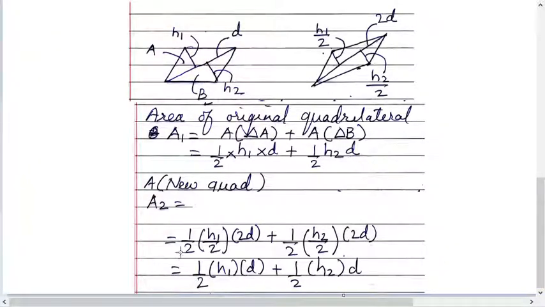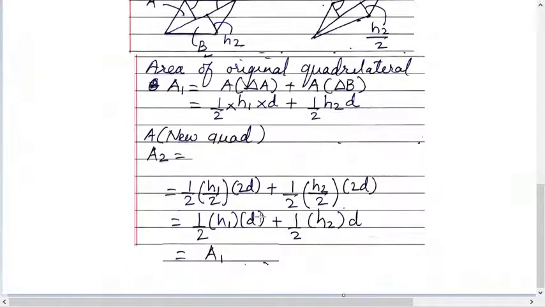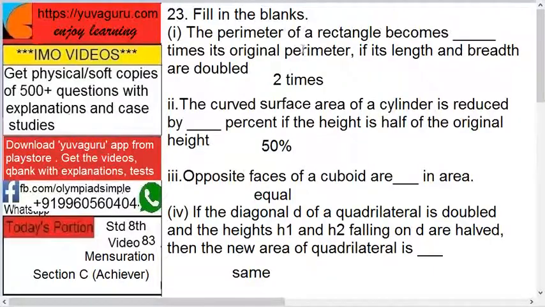So the 2 gets cancelled, so half into h1d plus half into h2d. But what is that? That is equal to the earlier area, A1. So that means the area doesn't change, it remains the same. Got it? So these are the answers of all the fill in the blanks.